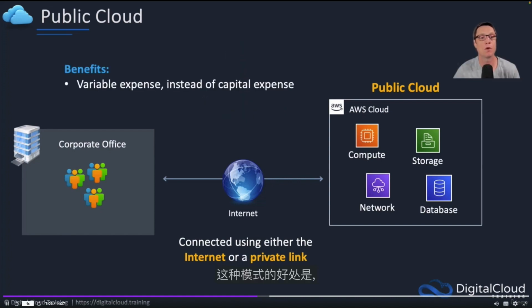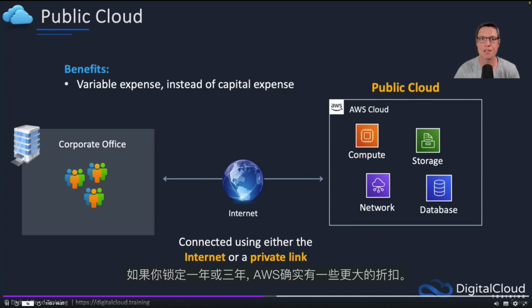So the benefits of this model: you have a variable expense instead of a capital expense. So you're paying on a monthly basis for what you use. There are exceptions to that. AWS does have some larger discounts if you lock in for a year or 3 years. But other than that, most services are available on a monthly expenditure where you're just paying for what you use.